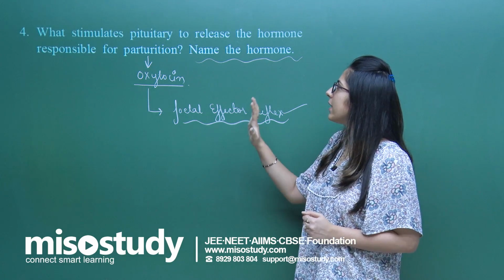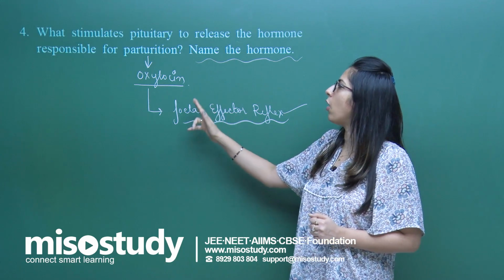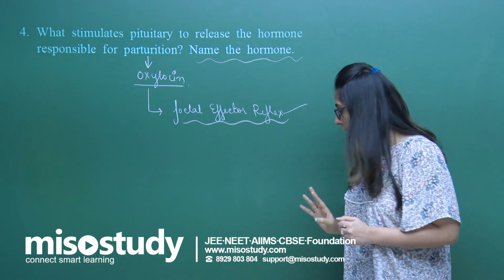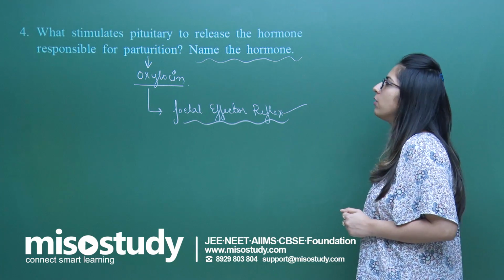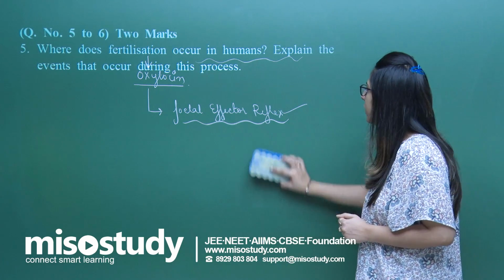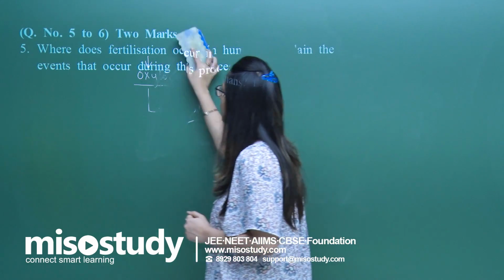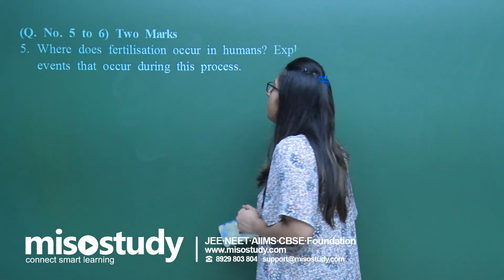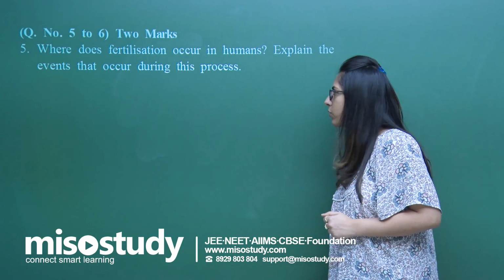And you can say that we have to talk about only one hormone, that is oxytocin over here. So relaxin was just an add-on knowledge to you. You don't need to explain about the relaxin over here, because they have already mentioned the pituitary. So this is a 2 marks question.